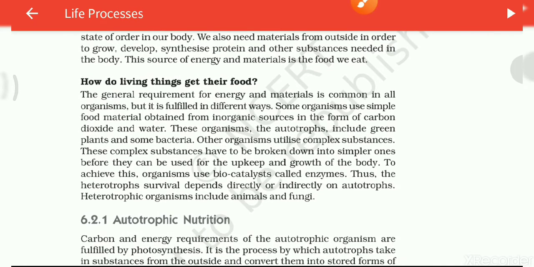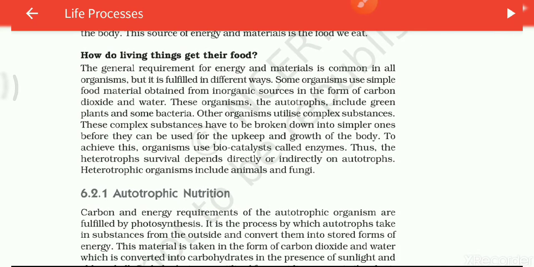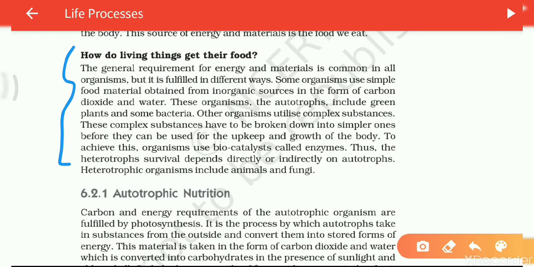How do living things get their food? In this paragraph they want to say that we need energy to maintain our body for growth and development and many other things. Some organisms use simple food materials obtained from inorganic sources in the form of carbon dioxide and water.